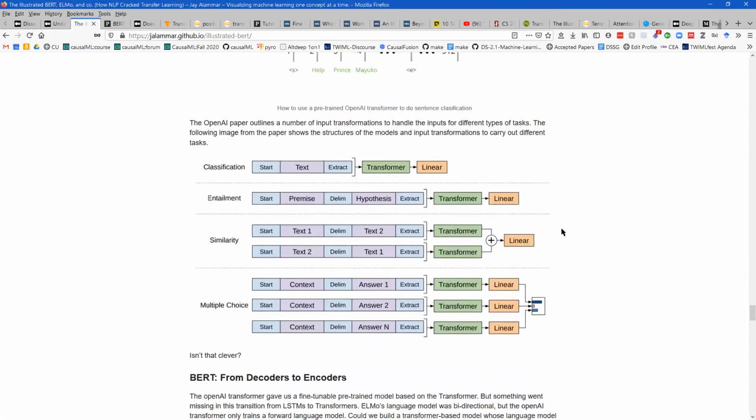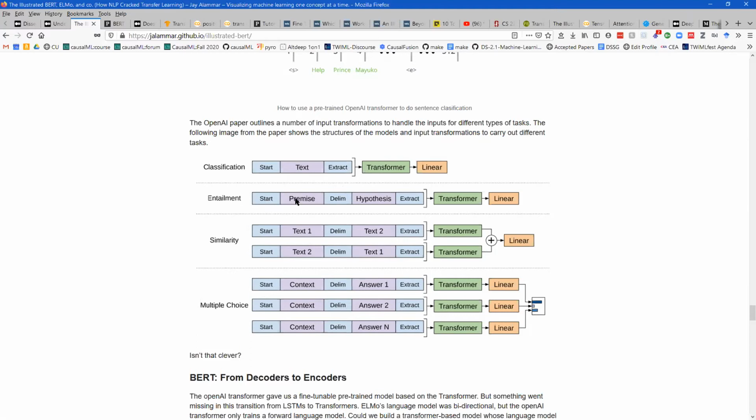And I guess they tried this with, as Gautam said, many different kinds of tasks. So first is a classification task, and that would be spam or no spam. That would be an example of a classification task.